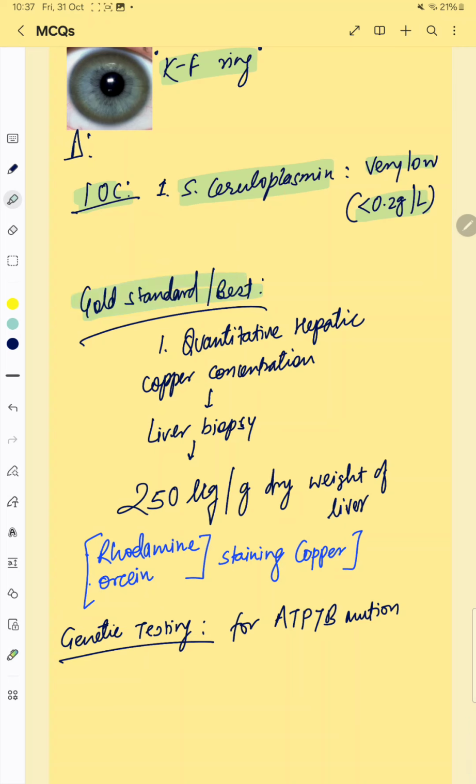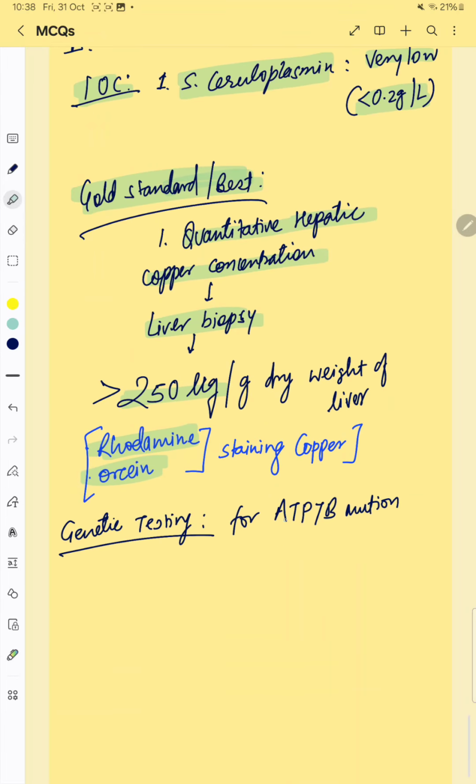The gold standard investigation, or best investigation, for the diagnosis of Wilson disease is quantitative hepatic copper concentration on liver biopsy, more than 250 microgram per gram dry weight of the liver. Stains used to stain copper are rhodanine and orcein stain. In ambiguity of biochemical tests, we can use genetic testing for ATP7B gene mutation, which is very specific.